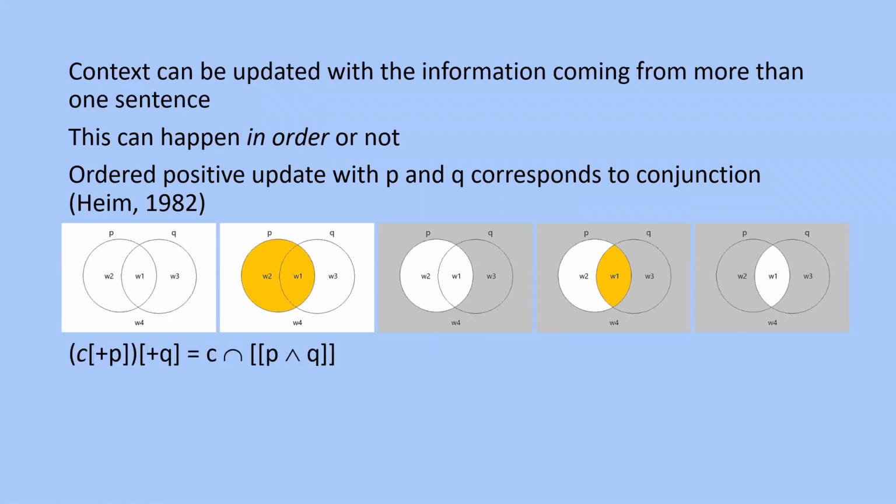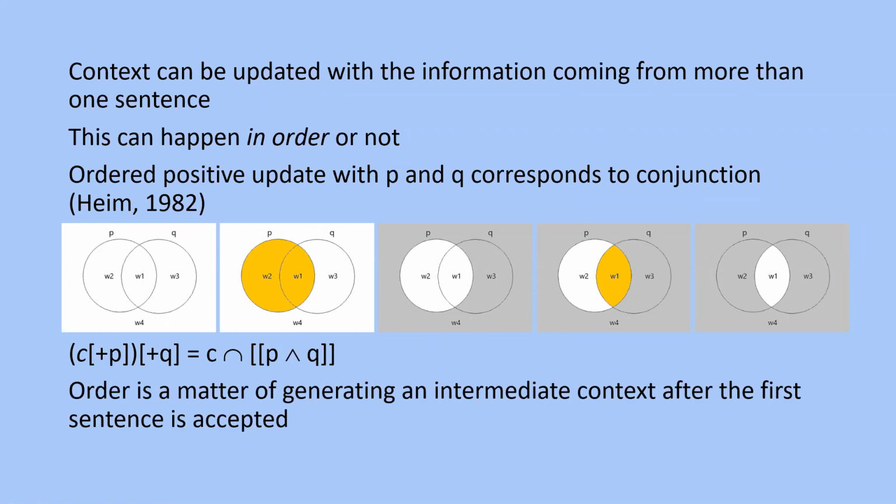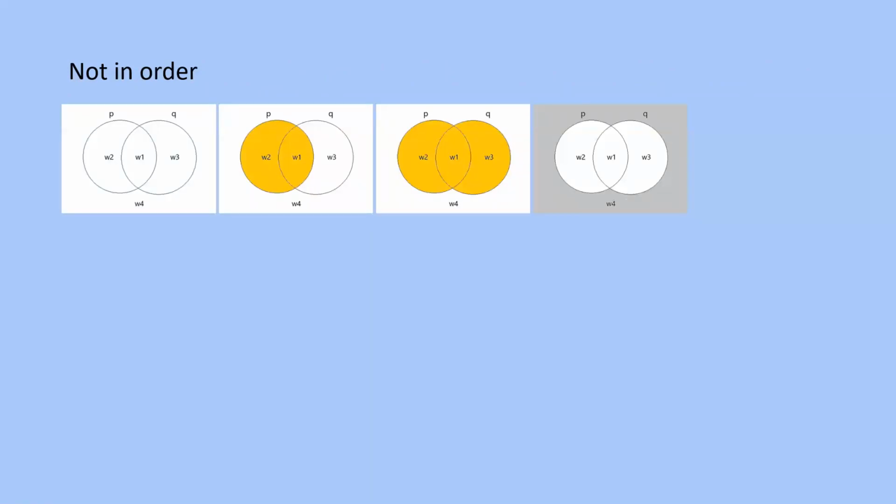So exactly. This ordered positive updates with P and then with Q is the way to encode and. Order, just to fix ideas, is a matter of generating an intermediate context after the first sentence is accepted. This step of generating an intermediate context is not necessary. In fact, we can also provide a positive update with P and then with Q by doing things not in order, so without the intermediate context.